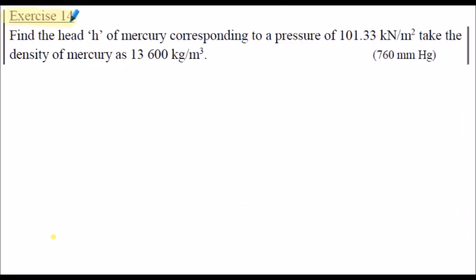Exercise 14, we've got to find the head h of mercury that corresponds to a pressure of 101.33 kilonewtons per meter squared. We're given the density of mercury is 13,600 kilograms per meter cubed. The answer is shown in the bracket here. Again, I'd encourage you to attempt exercise 14, but I'll show you the full worked solution on the following slide.